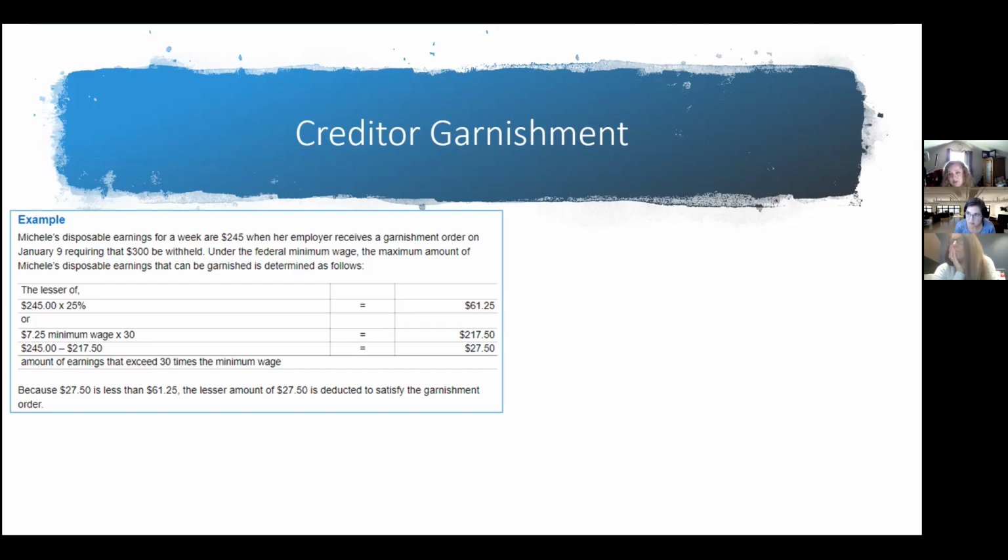Basically, the whole premise behind it is employees have to receive a certain amount of money in their pockets each week to be able to live. So you can't take all of it for the garnishment. Okay.